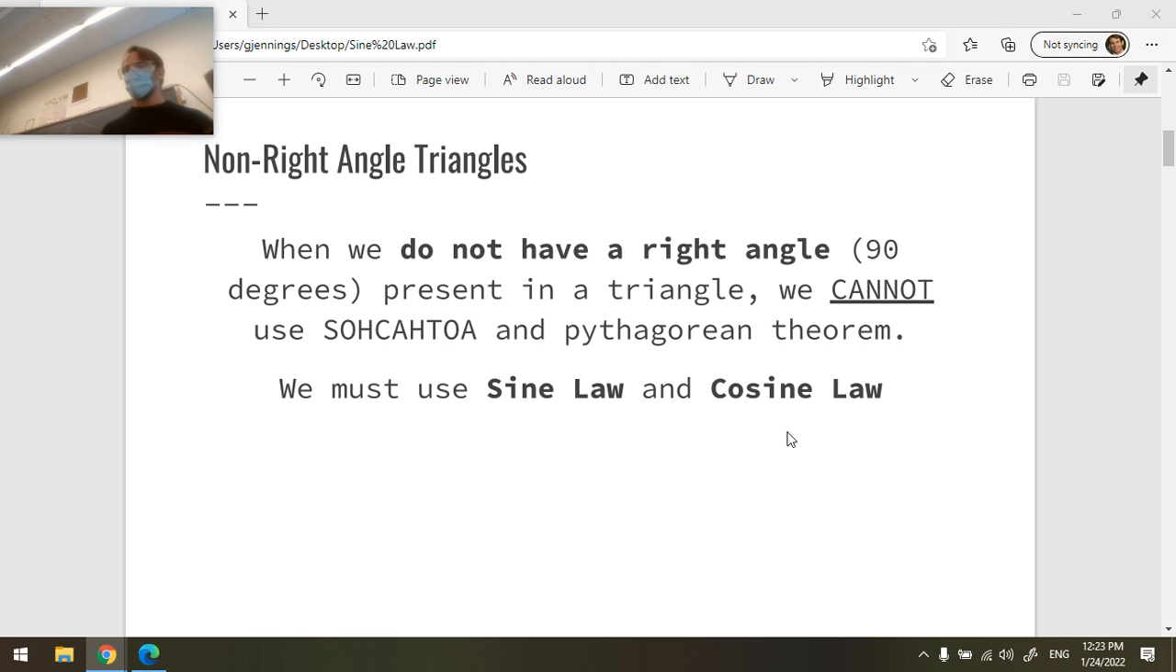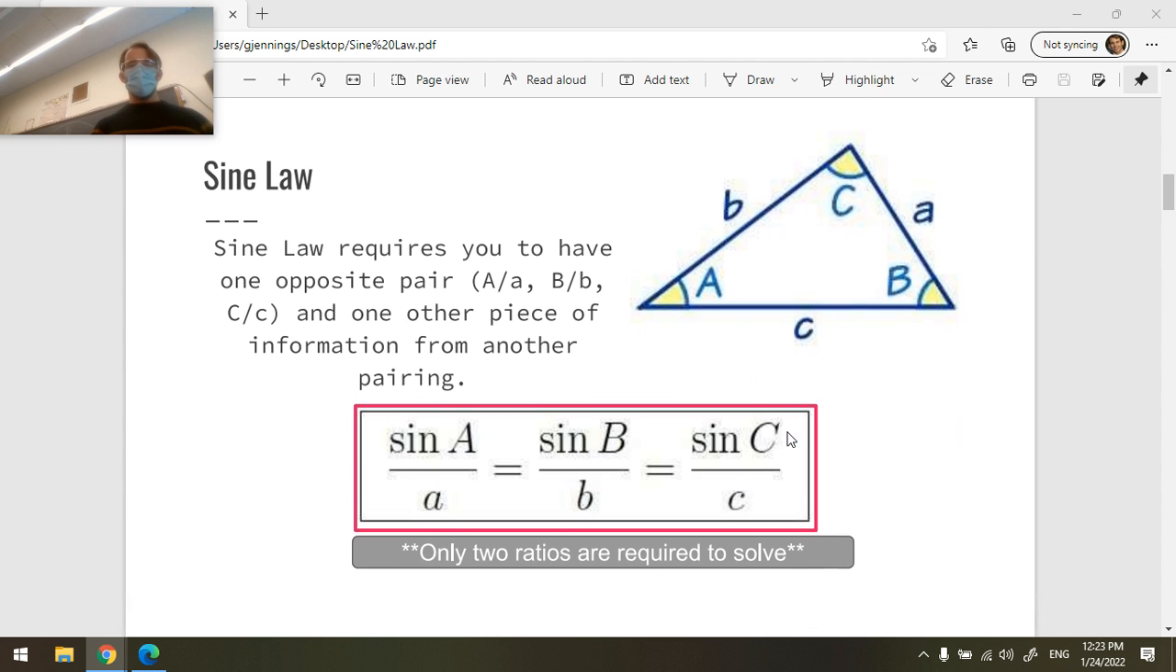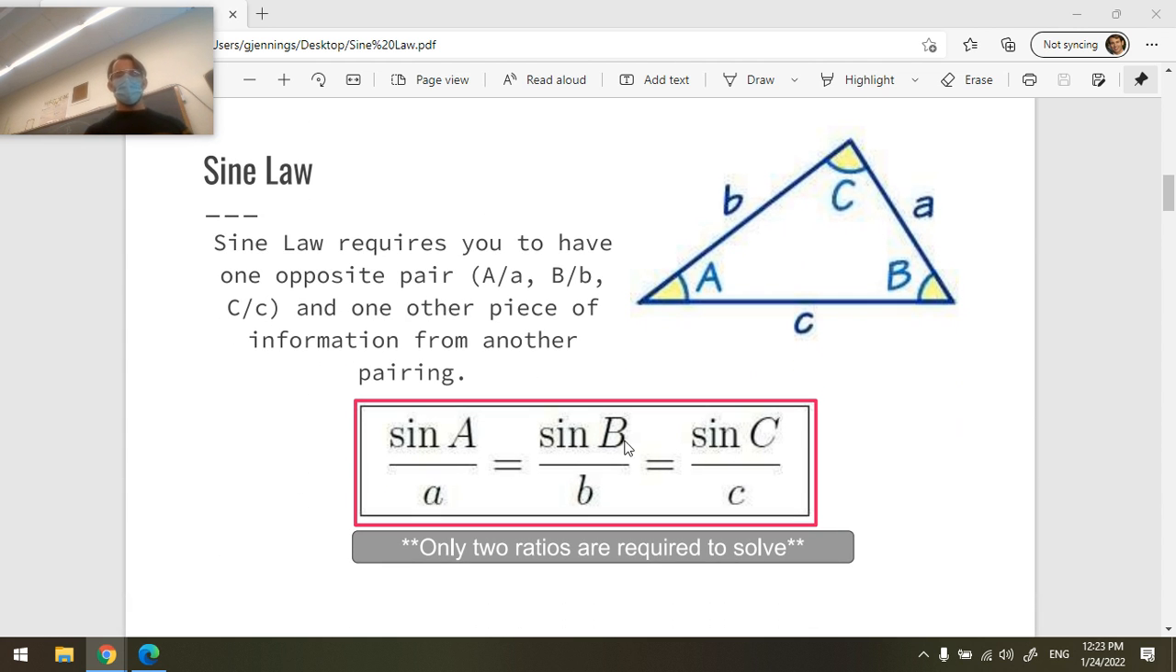Welcome back. We're just starting. On your handout, I've shown you sine A over A equals sine B over B equals sine C over C. This is sine law. We proved it here. And now we're going to use this to solve some problems.